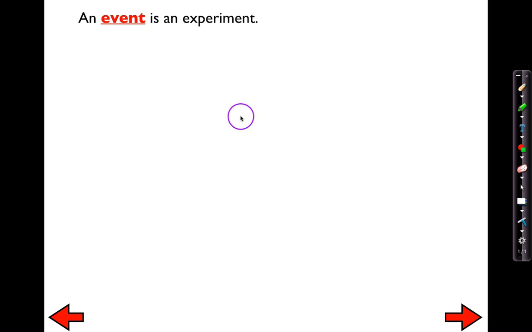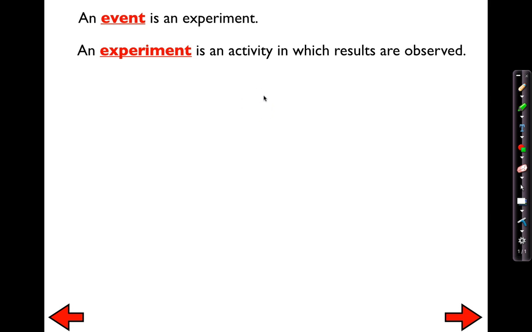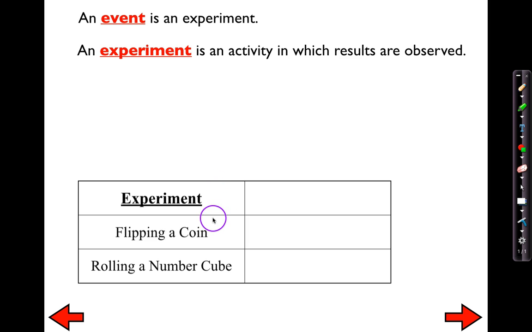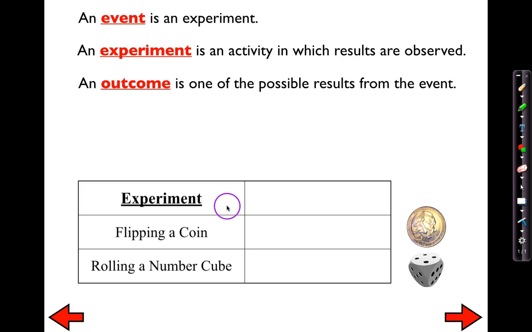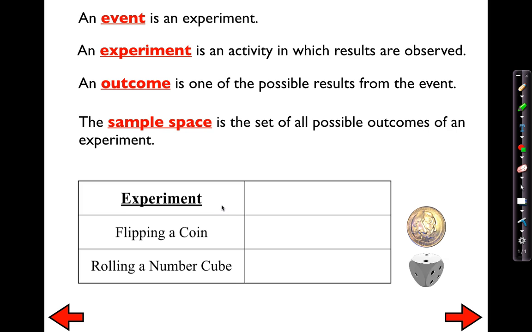So let's go over some vocabulary real quick. An event is basically what we call an experiment. And if you're wondering what an experiment is, an activity in which results are observed. So here, some experiments might be flipping a coin, or rolling a number cube. An outcome is one of the possible results from the event. Okay, and the sample space is the set of all possible outcomes of an experiment.